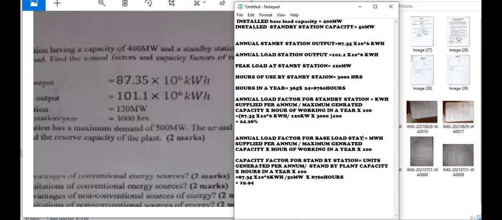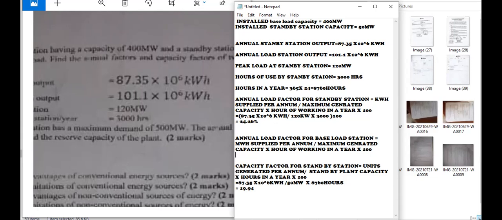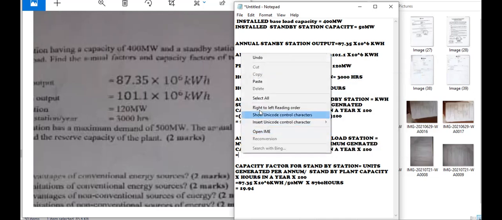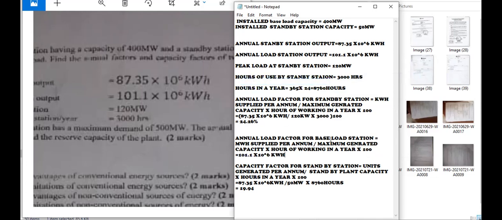So now for the base load station, the same formula. Let me put in my values. The value for the megawatt hours supplied per annum for the base load station is this one, so we use this value, divided by the maximum.